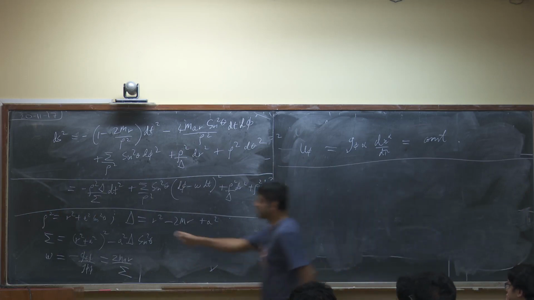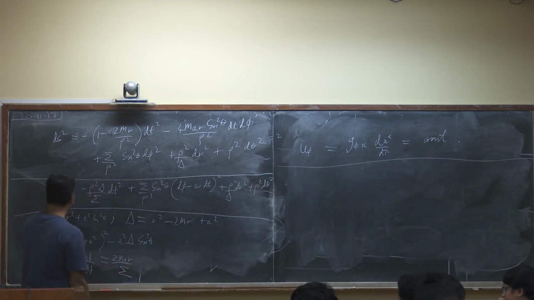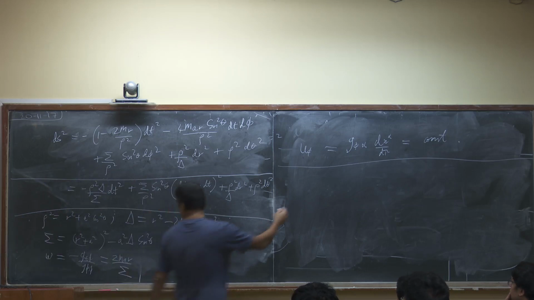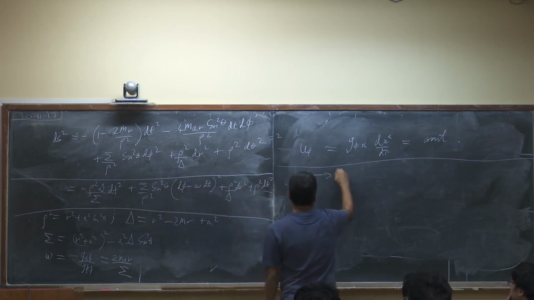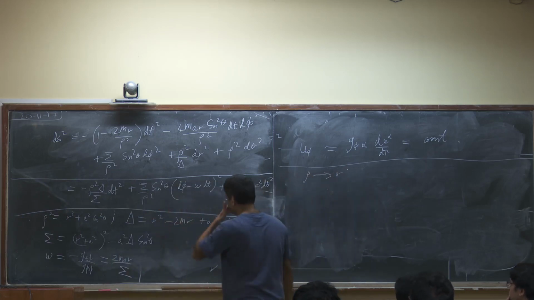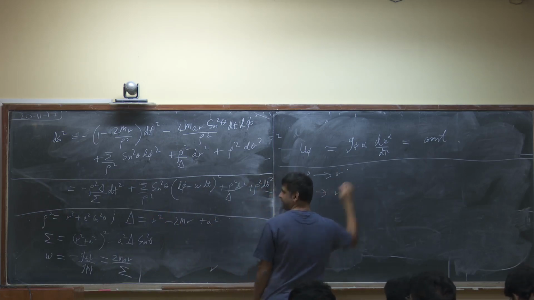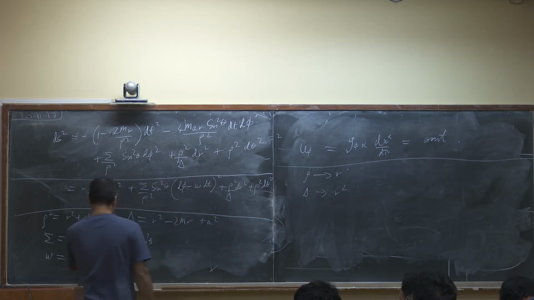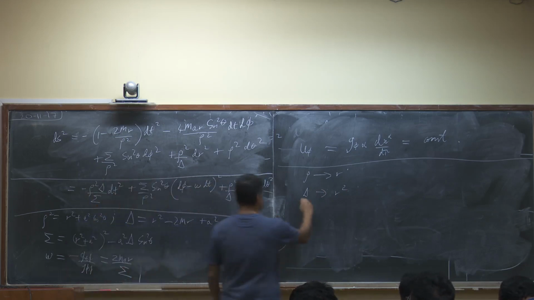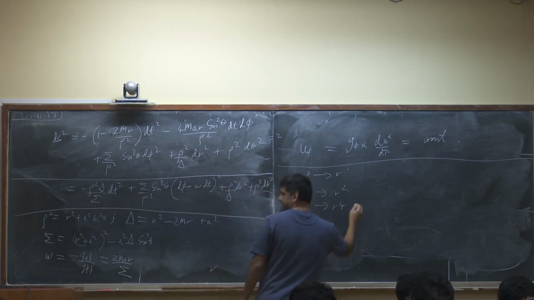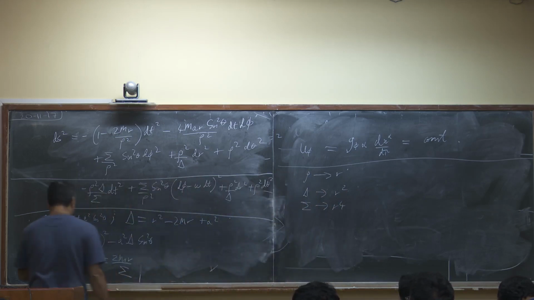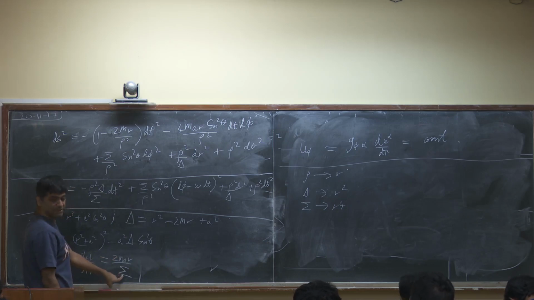Let's look at what all these quantities, which are complicated, become at large r. Rho goes to r. Delta goes to r squared. Sigma goes to r to the 4. And omega goes to 0 because sigma goes to r to the 4.